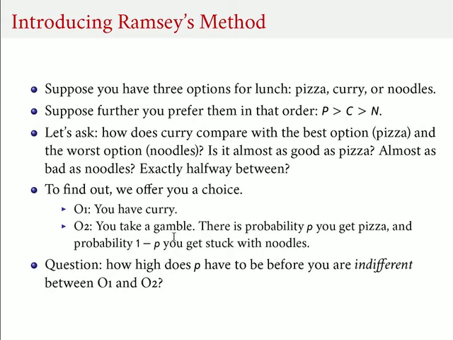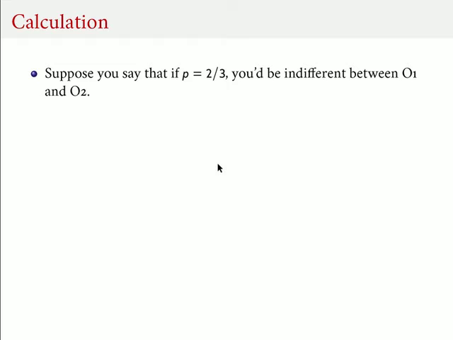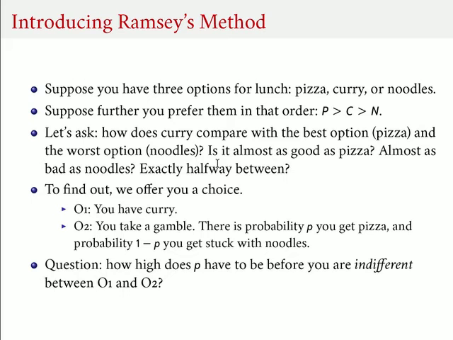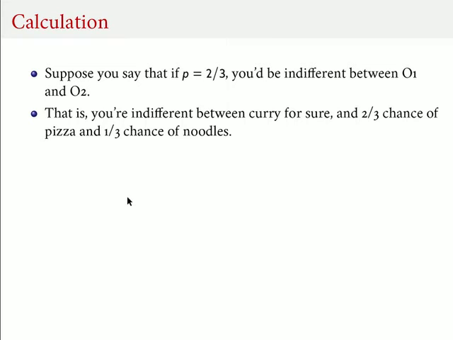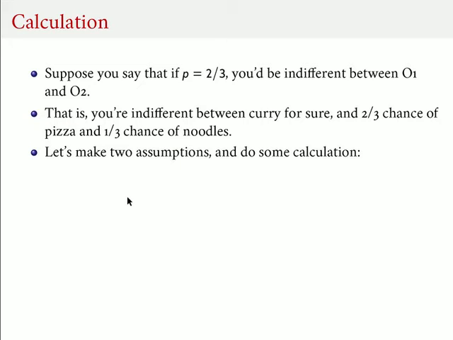And that gamble is equally valuable to you, or you'd be willing to take that gamble instead of getting the middle thing for sure. So for you, let's say 2/3 is the value of P, which makes these two options equally good. So now we can apply the expected utility calculation.